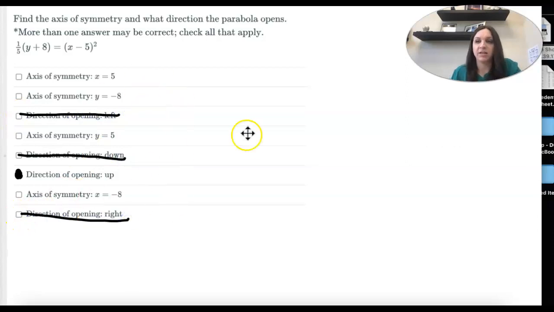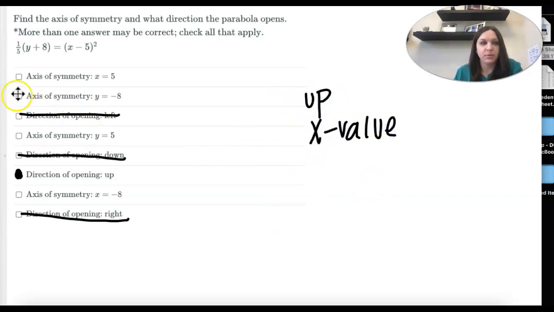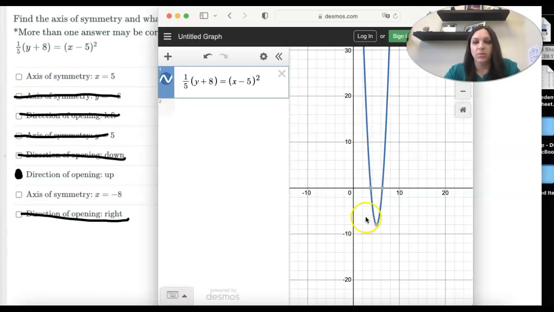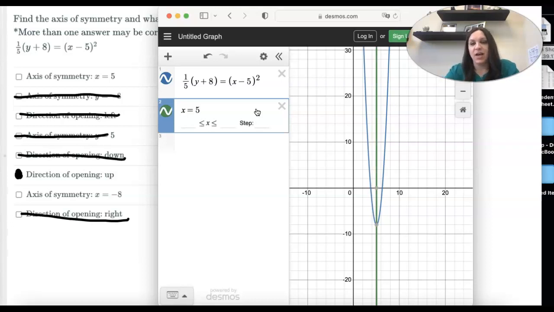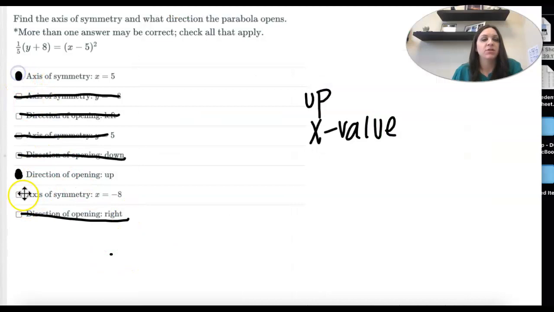Now we just need to know our axis of symmetry. So because it's opening up, it's going to be an x value that we need. So it's not that one, it's not that one. So in Desmos, you can just click on the vertex and look at your two options, 5 and -8. So you have to know that the x value goes through the middle, and I would graph it. Okay, graph that line and see that that's the axis of symmetry. It goes right through the middle. So you'd pick those two.